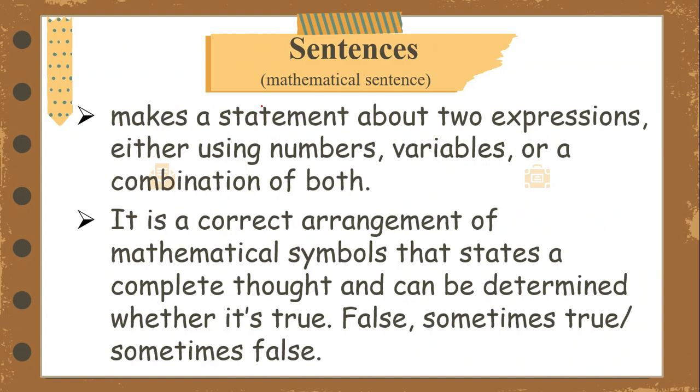So, sentences make a statement about two expressions, either using numbers, variables, or a combination of both. It is a correct arrangement of mathematical symbols that states a complete thought and can be determined whether it's true, false, sometimes true, or sometimes false. So sentences have an equal or less than or greater than sign.